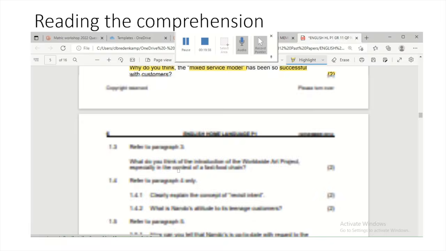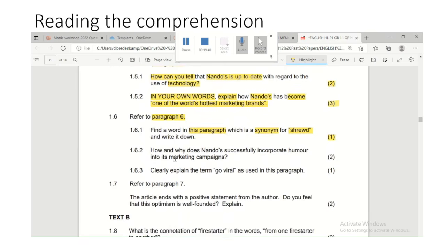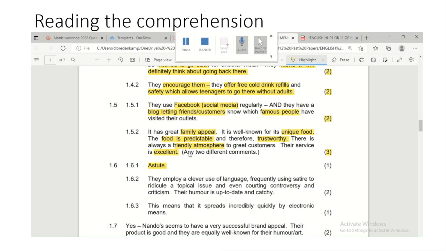Okay, let's move on. How and why does Nando's successfully incorporate humor into its marketing campaigns? This is a twofold question. So you're going to say, how do they do it? And why do they incorporate humor for 2 marks? So you're going to get the 1 mark for explaining how and explaining why. Let's have a look at the memo.